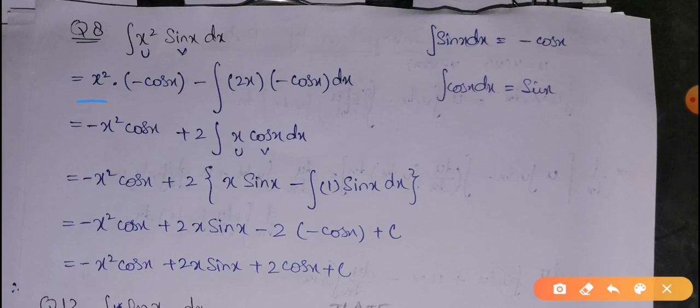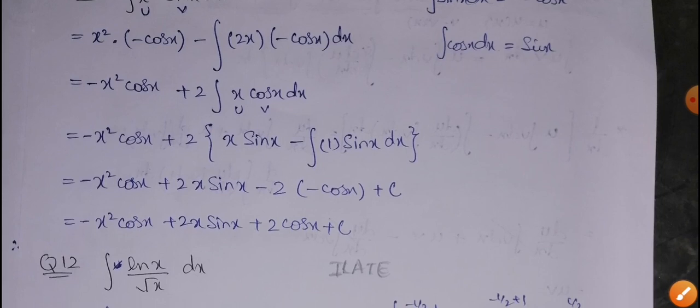So u as it is, integral of v, that is the integral of sin x, which is minus cos x, minus the integral of the derivative of u, which is 2x, times the integral of v, which is minus cos x. On simplification we get minus x square cos x. This 2 will be taken out of the integral, and the negative and negative will be positive, so plus 2 integral of x into cos x.